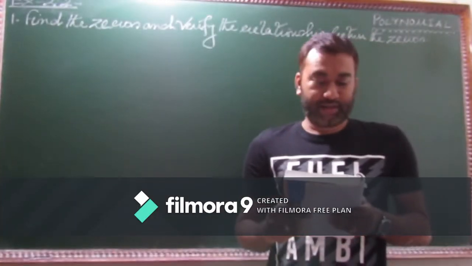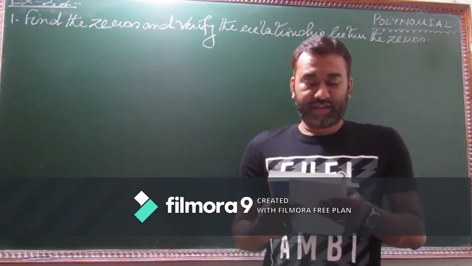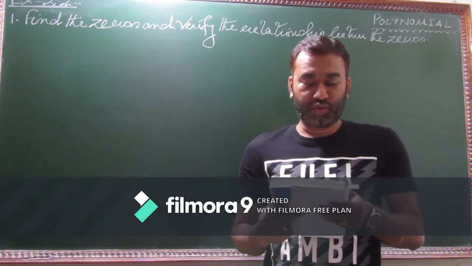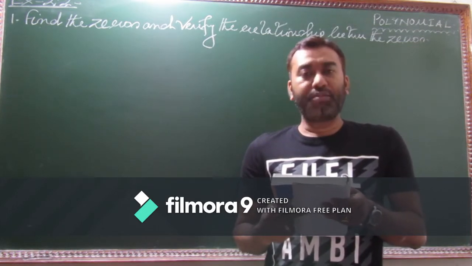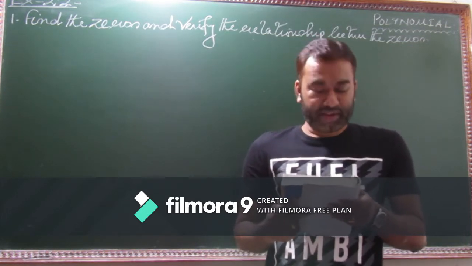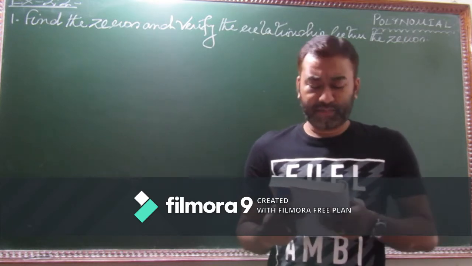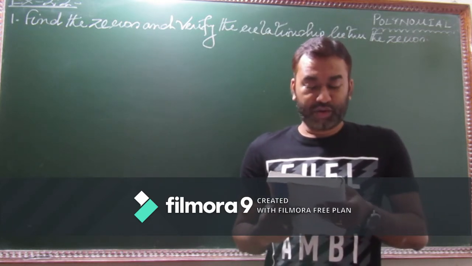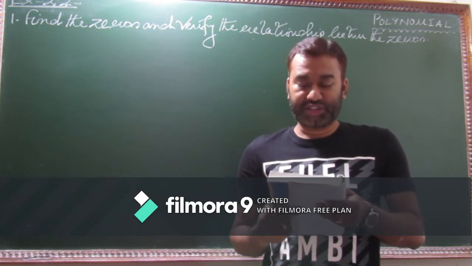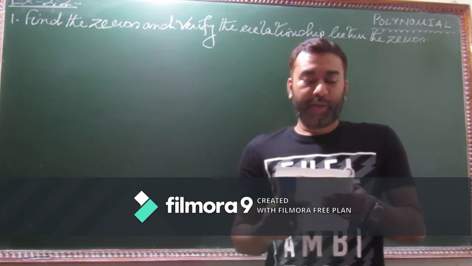Exercise 2.2 of the chapter Polynomials. Basically, question number 1 and question number 2 are objective questions, maybe 1 mark or 2 marks. Question number 1 may come as a 1 mark or 2 mark question, but question number 2 is a 1 mark question. This is the objective question. Now I am going to explain.